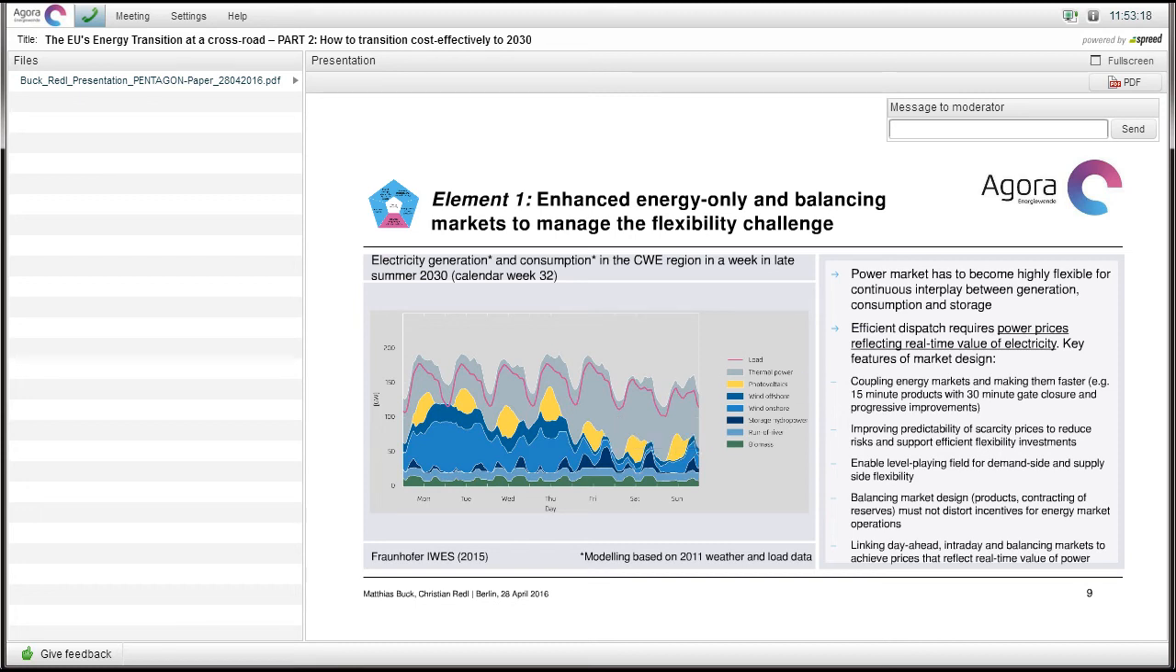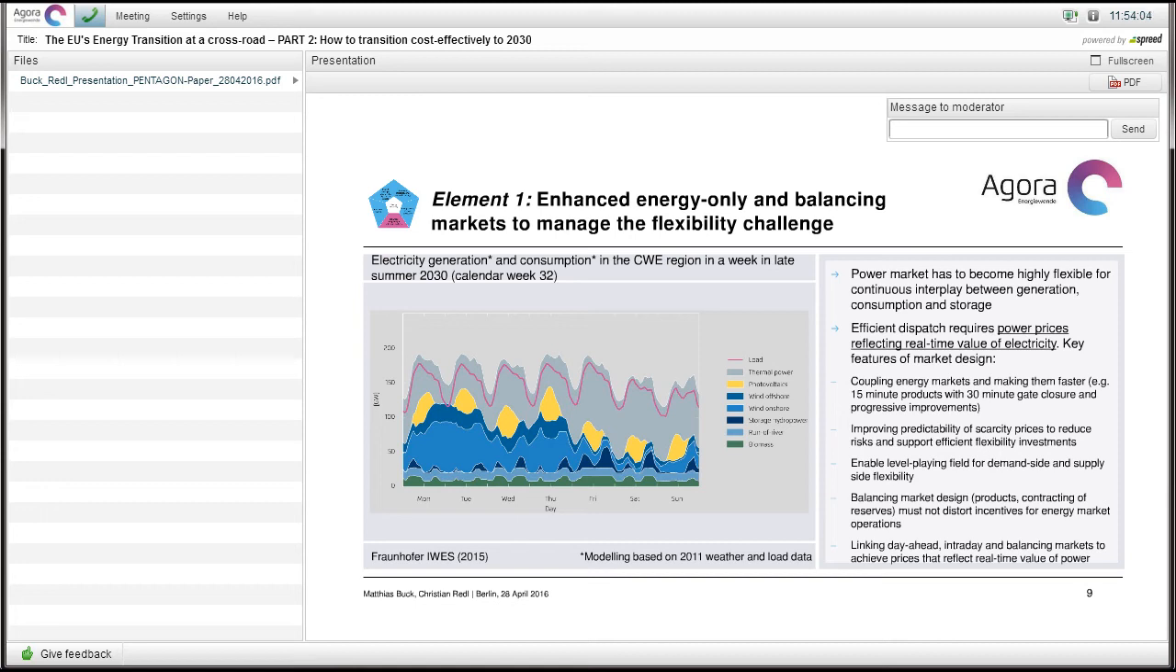And to get to this, key features of this refined market design would be, first of all, to increasingly couple the energy markets across price zones, also making them faster, which means that we have shorter product lengths. Currently, there is some momentum going towards 15-minute products with 30-minute gate closure times. Some of the countries in Europe have this implemented already. Others are moving in that direction. But of course, in the medium term, we will also need to see progressive improvements in both dimensions.